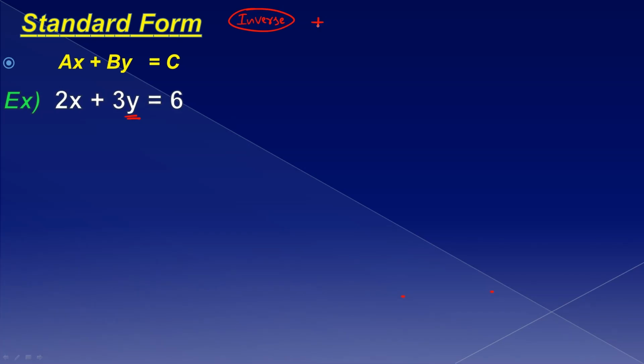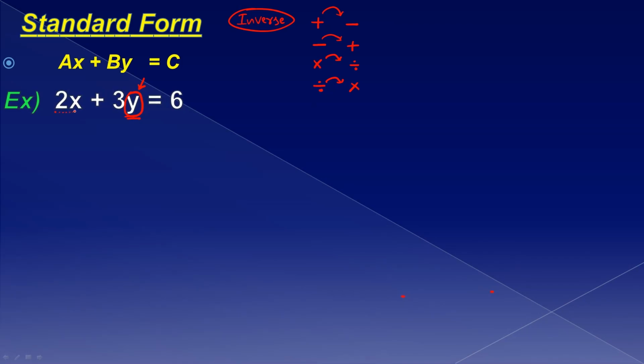If there is a positive sign, the inverse operation is going to be negative. If there is a negative sign, the inverse operation is going to be positive. And for multiplication, the inverse operation is going to be division. And for division, the inverse operation is going to be multiplication. Well, here, how do we isolate y? Let's eliminate the remaining terms one after the other.